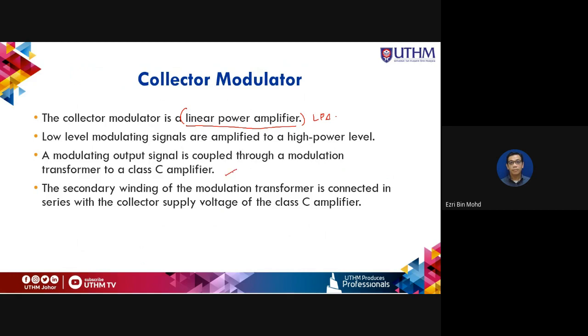Okay, so here the use of transformer is implemented lah.